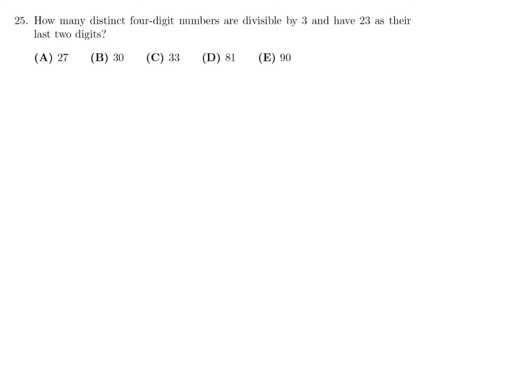How many distinct 4-digit numbers are divisible by 3 and have 23 as their last 2 digits? So 4-digit number, 1, 2, 3, 4. So it's got to be anywhere between 1,000 and 9999 inclusive. This is our range, I guess. So the numbers have to be divisible by 3 and they have to end in 23.